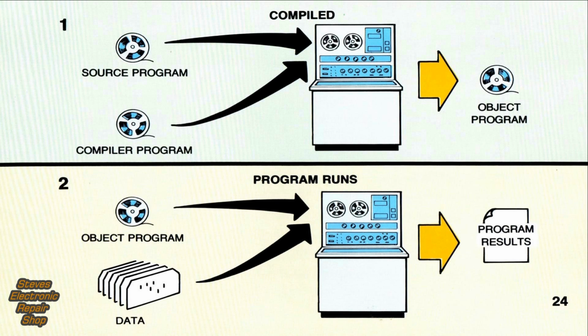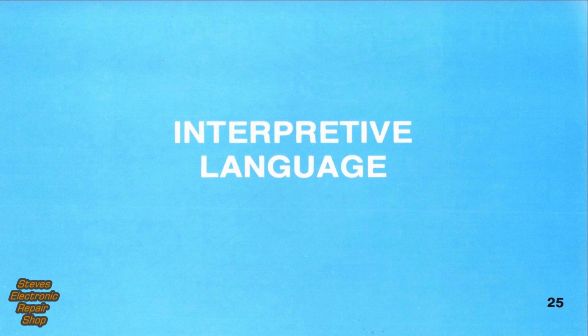This system is excellent for large computers, where computer time is expensive. However, the compiler does not allow direct interaction between the operator and the computer. Fortunately, there is a language that permits direct interaction with the computer. It's called interpretive language. Interpretive language is very popular with computer hobbyists who want immediate problem solution.